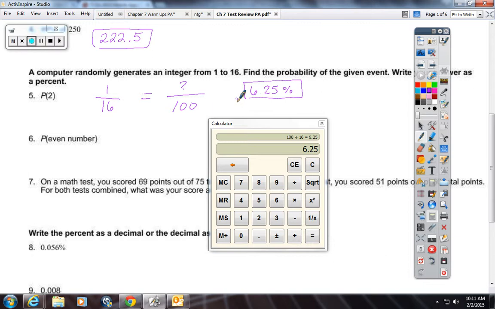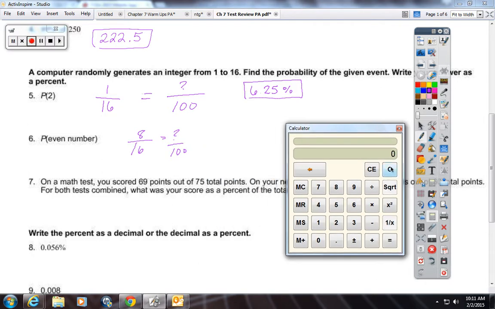Now, what's the probability of an even number? How many even numbers are there between 1 and 16? 2, 4, 6, 8, 10, 12, 14, 16. There's 8, right? So 8 over 16, you could do it like this. 8 over 16 is what over 100? Or you can divide 8 by 16, and you get 0.5, and multiply times 100, and you get 50, which is 50%. Or you could cross multiply 8 times 100, which is 800, and divide by 16, and you get the same thing, 50%. If you don't include the percent sign, it is wrong.